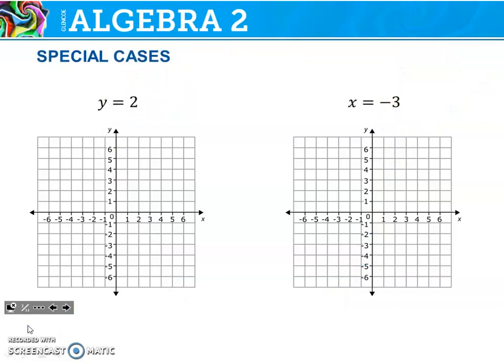One more. There are two special cases when graphing lines. Y equals 2 and x equals -3. Okay? These are your two cases that are horizontal and vertical lines. And a lot of people struggle with, well, how do I know which one's horizontal and which one's vertical? This is what I'm going to tell you guys to do.